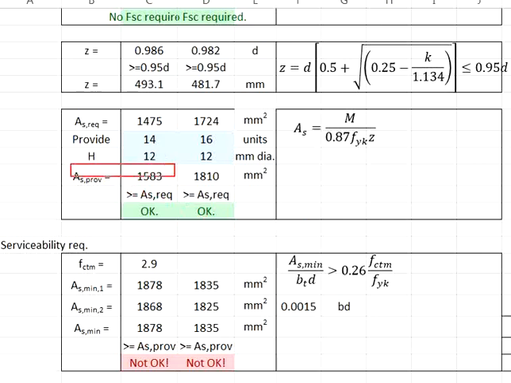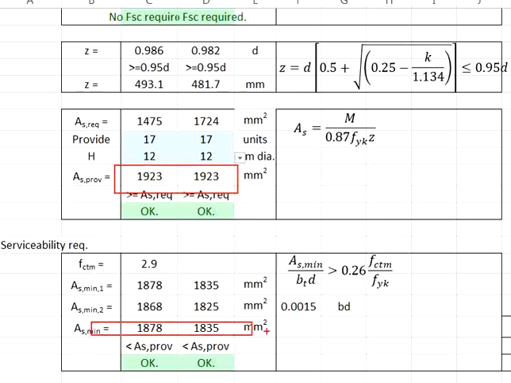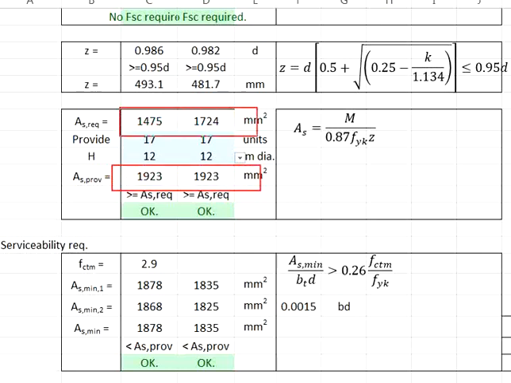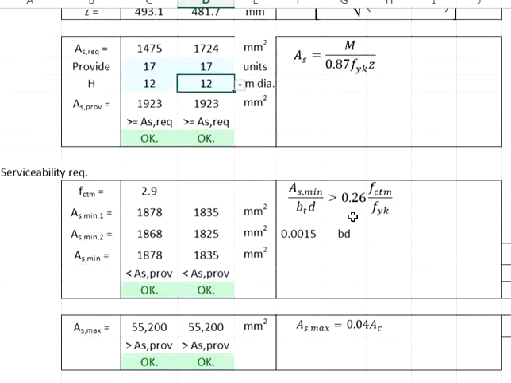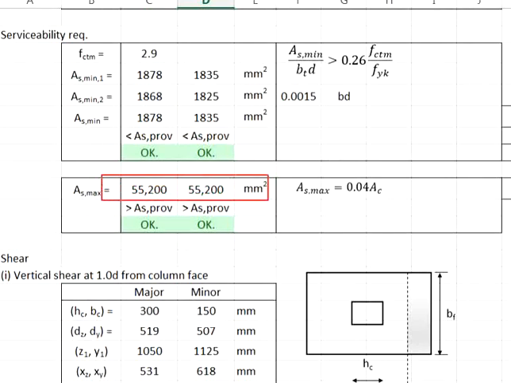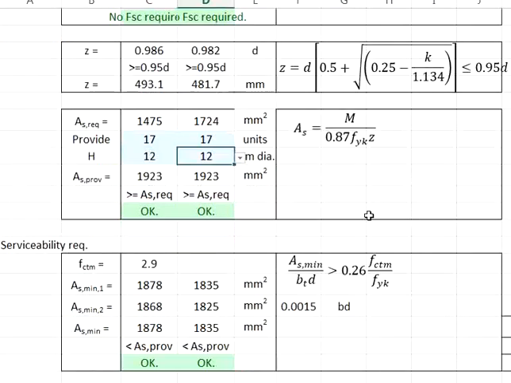That means the reinforcement may not be effective in controlling the crack, even though it provides sufficient resistance to the moment. Therefore, we will need to increase the amount of reinforcement bar so that now your As provided is greater than the As minimum, and also at the same time the As provided is more than the As required. And also make sure that the As provided is not greater than the As maximum. Only then you can conclude the amount of reinforcement.